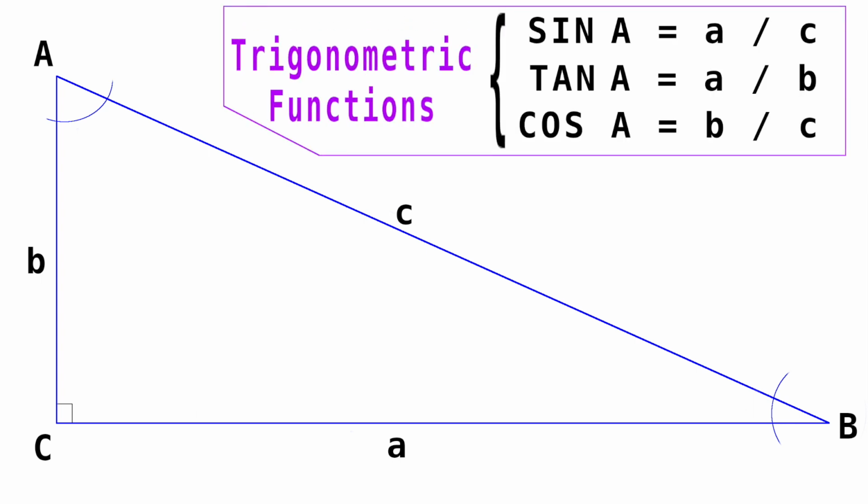The basic trigonometric functions tell you exactly how the other two angles of the triangle relate to the lengths of all three of the sides of the triangle. The sine of angle A is found by dividing the length of the side opposite of the angle, labeled lowercase a in this diagram, by the length of the hypotenuse, which is labeled lowercase c here.